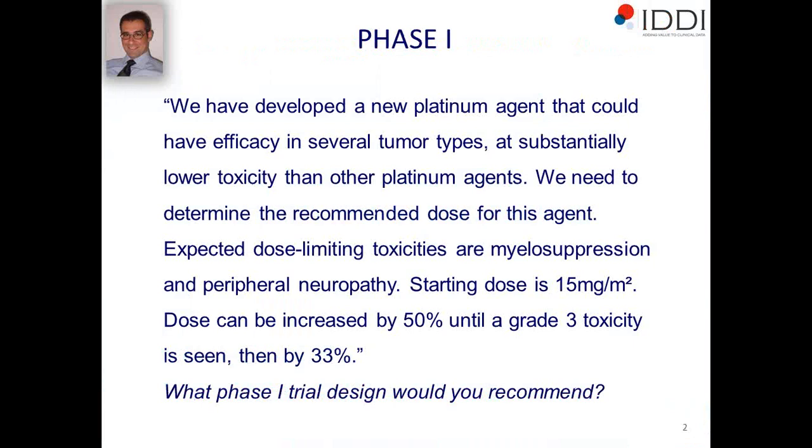So my company has developed a new platinum agent, and we think it could be active in various tumor types, and it appears to be less toxic than other platinum compounds. Now we need to do phase 1 studies in order to determine the recommended dose for further development. We expect that the dose-limiting toxicities will be myelosuppression and peripheral neuropathy. And from preclinical models, it appears that 15 milligrams per meter squared will be the starting dose.